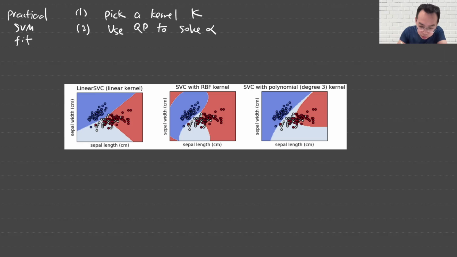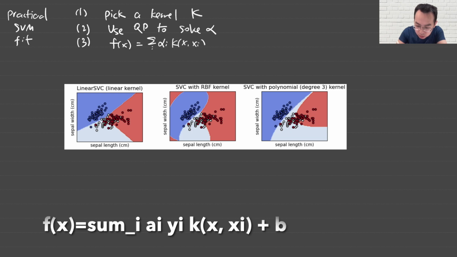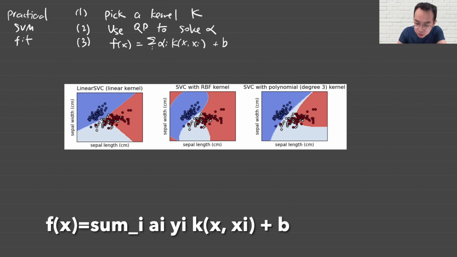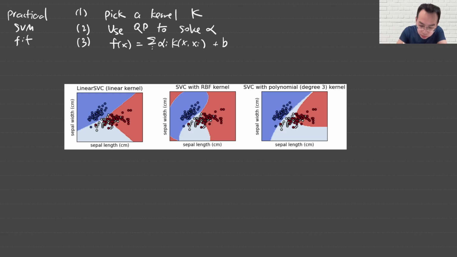Step three is to obtain the function. We define f of x directly using the representer theorem, which gives us the sum of alpha i K of x, xi, and then we also have the affine term b here, which can also be solved. Then we define the decision boundary as f of x equals 0, and the prediction will be the sign function of f of x. That is how we fit the SVM in practice.